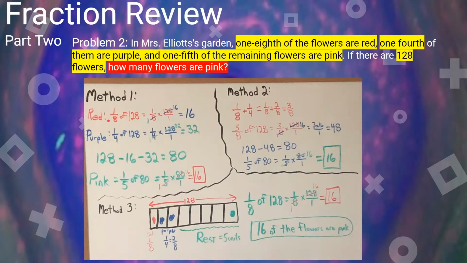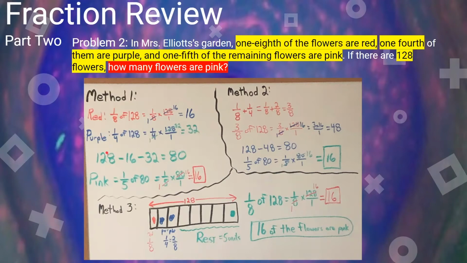We knew out of the red, 1/8 of 128 total flowers were red. We do the math, 1/8 of 128. We can simplify our fractions. 1 multiplied by 16 is 16. So we knew 16 red flowers. How many purple flowers were there? Well, 1/4 of them are purple. So 1/4 of 128, we do the math. Again, we simplify our fractions, and it tells us 32 flowers are purple.